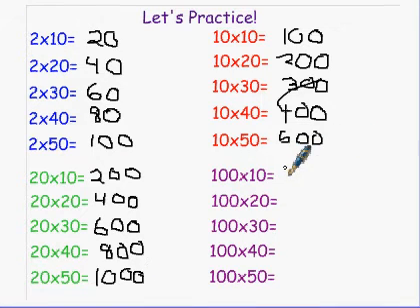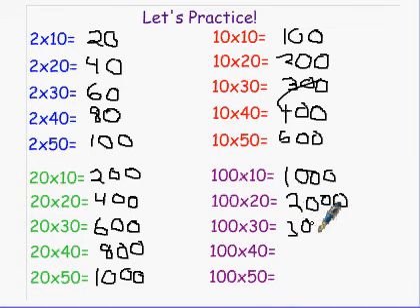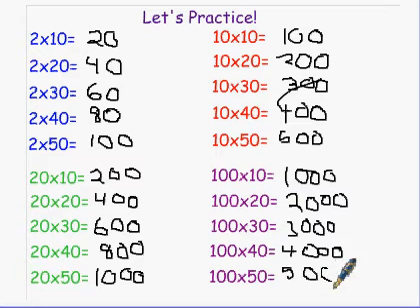100 times 10 is 1,000. 100 times 20 is 2,000. 100 times 30 is 3,000. 100 times 40 is 4,000. And 100 times 50 comes out to be 5,000. Boy, is my handwriting terrible or what?